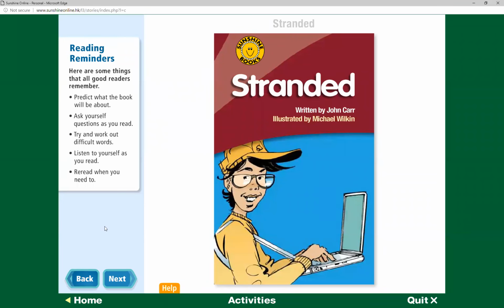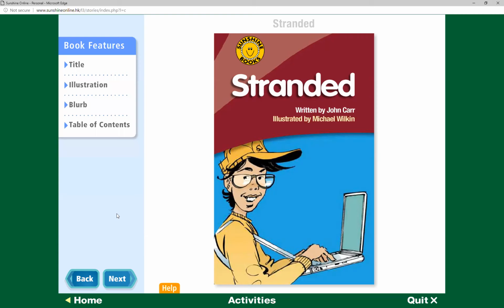Here are some things that all good readers remember. Predict what the book will be about. Ask yourself questions as you read. Try and work out difficult words. Listen to yourself as you read. Reread when you need to.